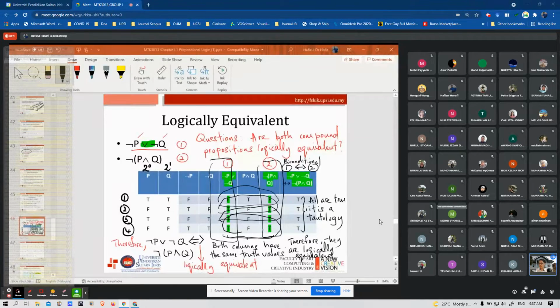The opposite of tautology is contradiction, or we can call it a fallacy, which we will learn later in chapter 4. We also have ambiguity. For now, you just bear in mind that when all truth values are true, it is called a tautology.